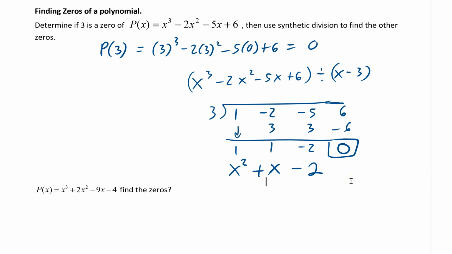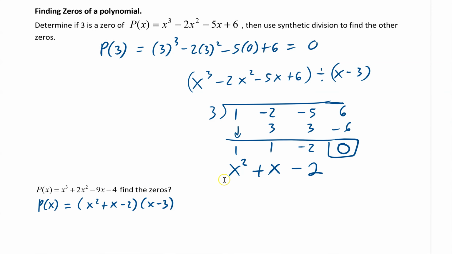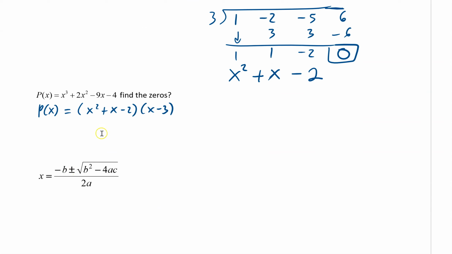What we have basically done is taken our polynomial, let's write it down here, and broken it into x squared plus x minus 2 and x minus 3. So now all we're left with is this, and that's our other 2 zeros. If you look here, there they are, negative 2 and 1. All we need to do now is find our 2 zeros from here. You can use quadratic formula or you can use factoring. So we're going to do both.